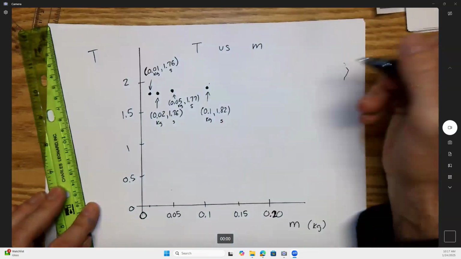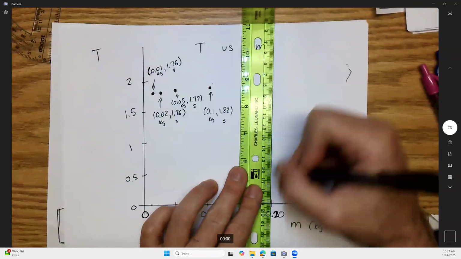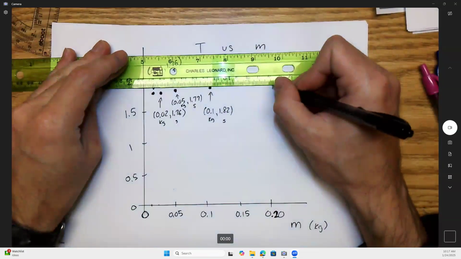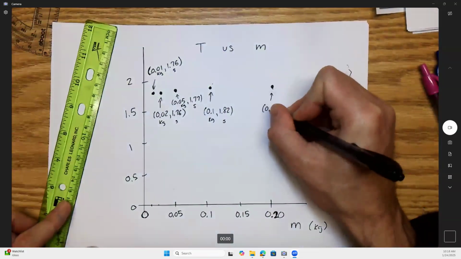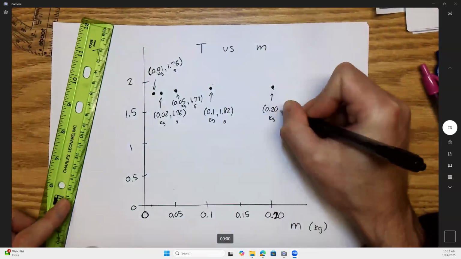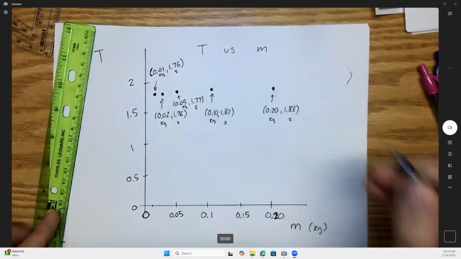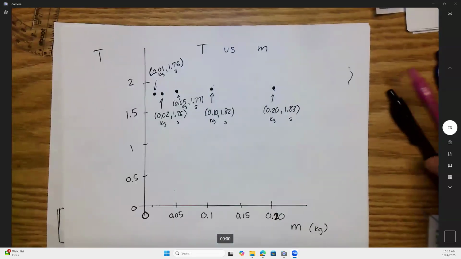And then we had 0.2, and that was 1.83. All right, and that's all the points right there. Five points. So, guys, what do you think the trend is?